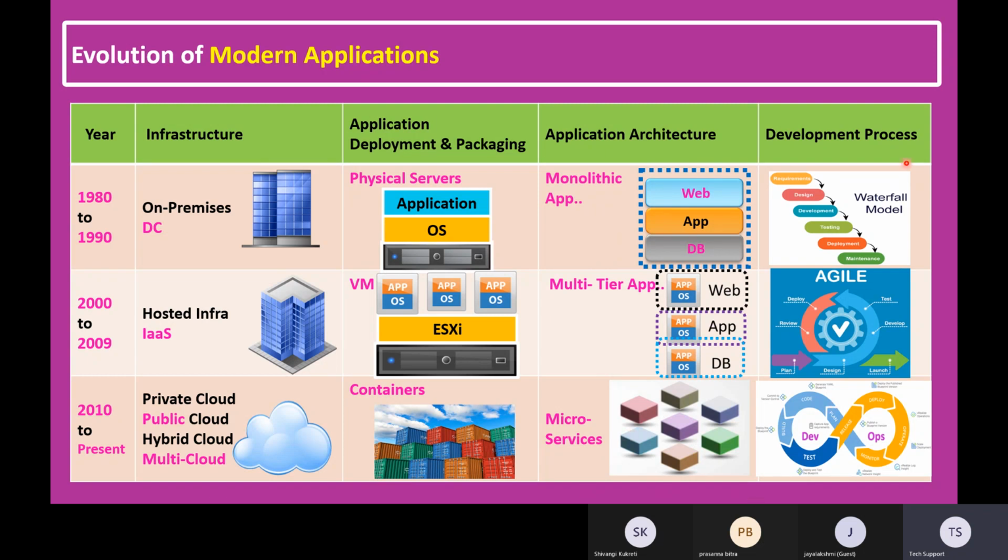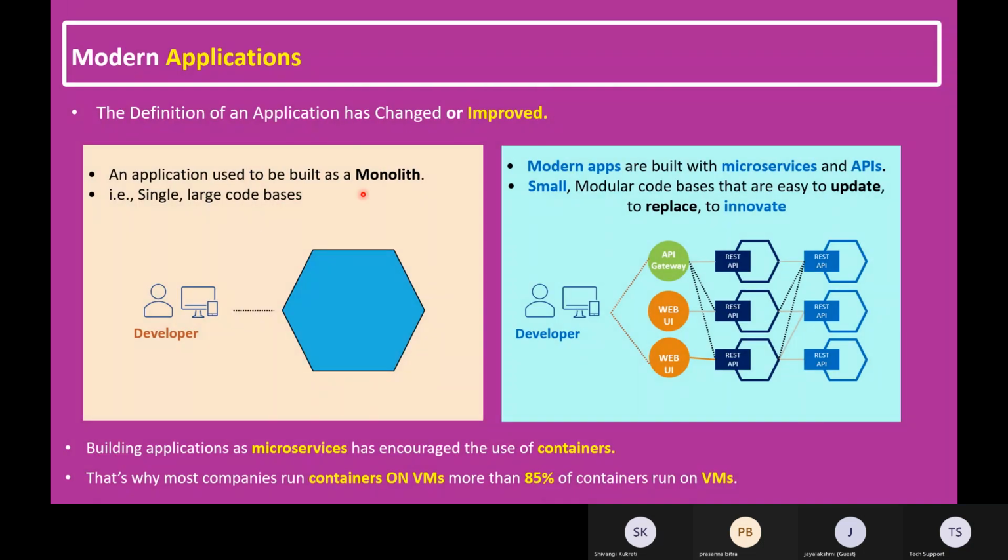In terms of the development process, the previous process was the waterfall model, the advancement over waterfall is agile, and the current generation of development is running on DevOps. Dev means development, and Ops means operations. Now we'll quickly understand the difference between monolithic and microservices in modern applications. The definition of an application has changed and improved.